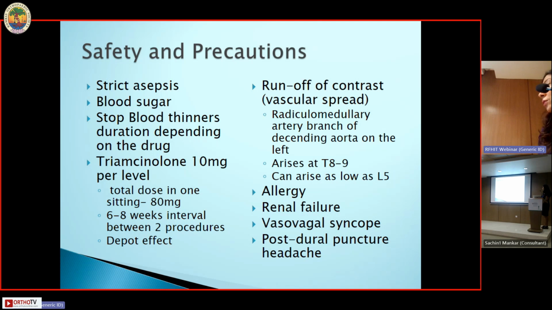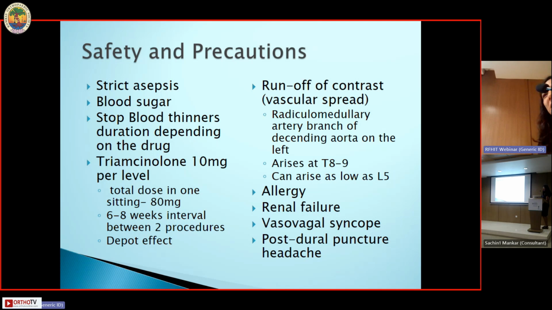With triamcinolone, there are studies where people have given 5, 10, 20, 40 mg at one level, but 10 mg is what is enough. The total dose in one sitting is 80 mg. It should be given at an interval of 6 to 8 weeks in any part of the body, as patients come with shoulder pain and back pain. Also, make sure that once given, steroid should not be repeated again, and it has a depot effect. It stays in the body. It stays at the target level.